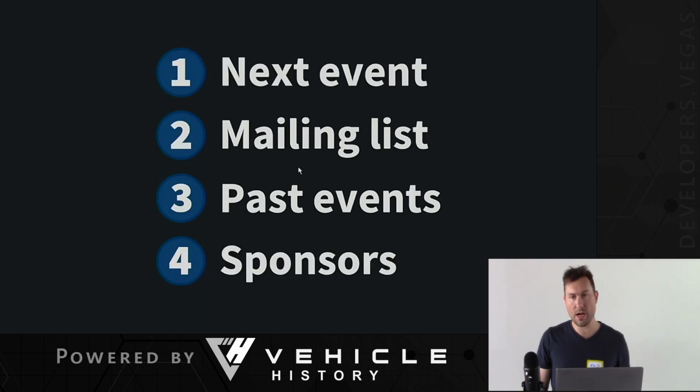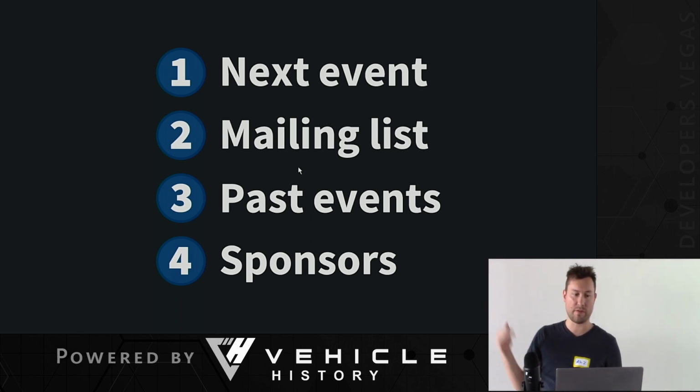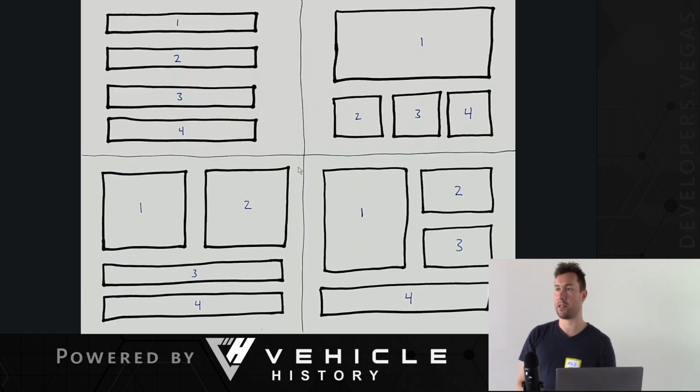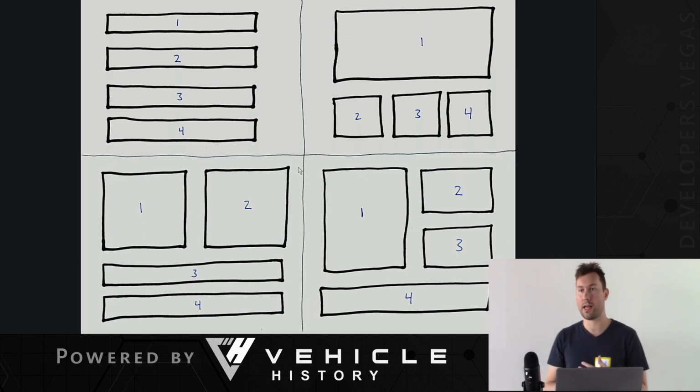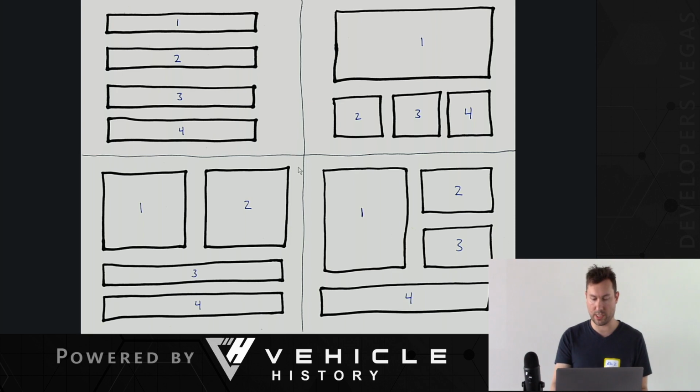Okay. So I'm designing the new developers.vegas website. There's 4 important things. There's when is our next event, there is sign up for our mailing list, and there is past events, and there are our sponsors. Those 4 things we need to address. And so there's lots of ways that I could lay out this new website. And so it's like, how do I decide which one of these? There's so many different ways I could do it.